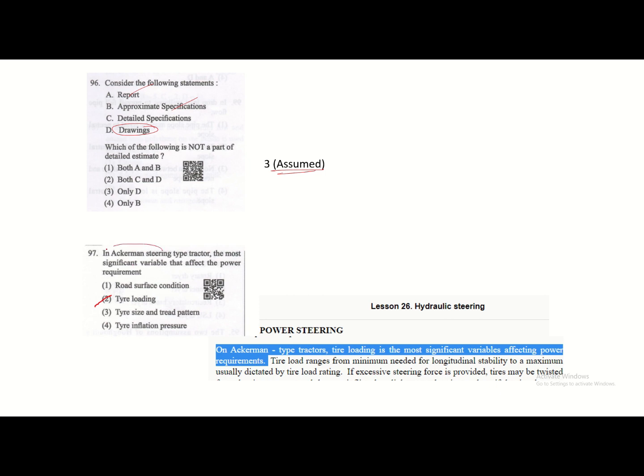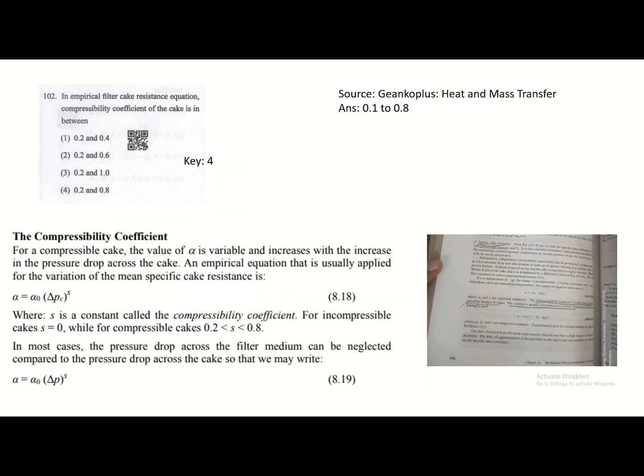The next one is the steering system, the Ackermann steering system. That is the tire trap. Here see the tire loading. Tire loading is the most significant variable affecting the requirement. This is from the ICAR e-course material they gave. You will not find it in Jagadish Sahai.